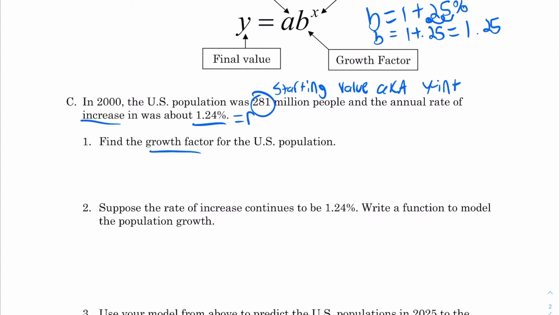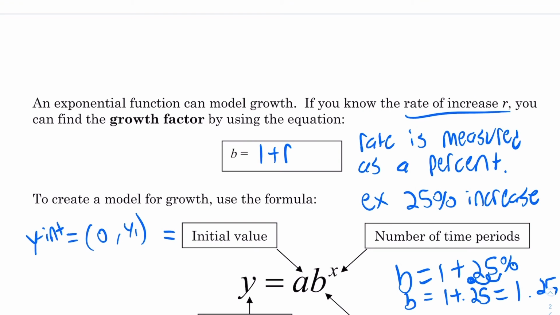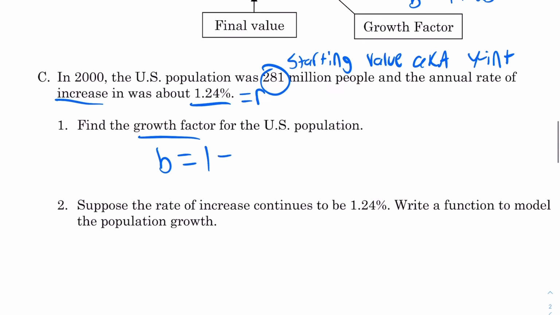Okay, so the growth factor is the b. We need to solve for b, and b is just 1 plus the percent increase. 1 plus 1.24%, which is 1 plus, move the decimal 2 spaces, 0.0124, 1.0124.